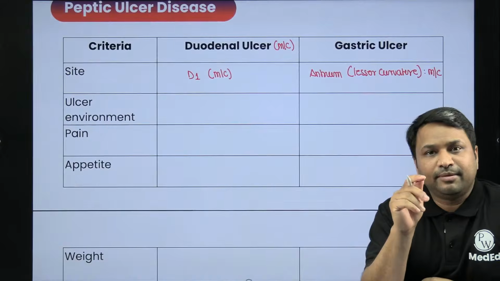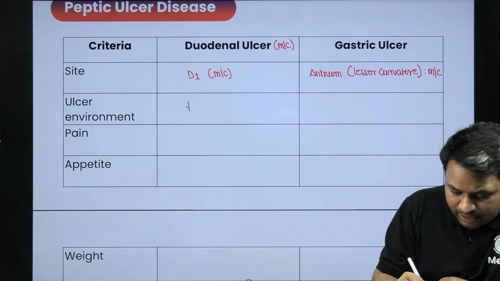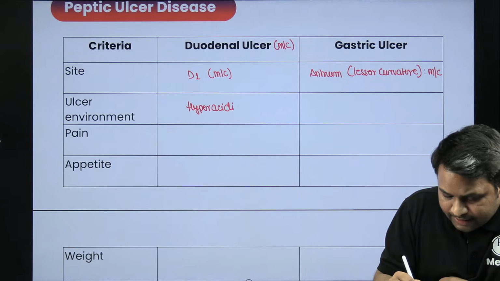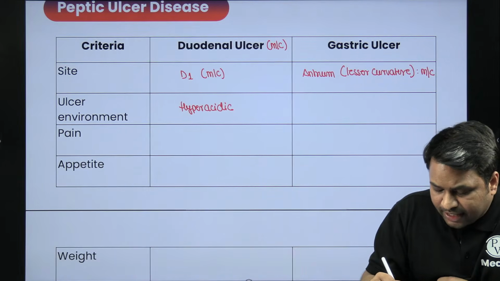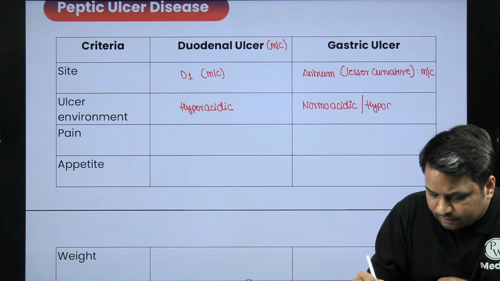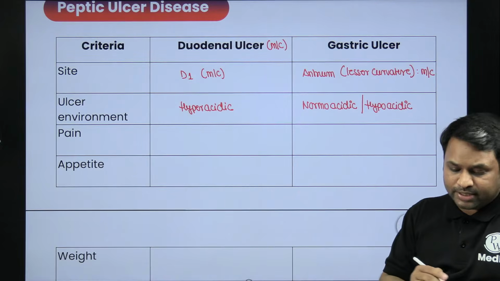The ulcer environment in duodenal ulcers is going to be hyperacidic. For gastric ulcers, it is either normoacidic or hypoacidic.